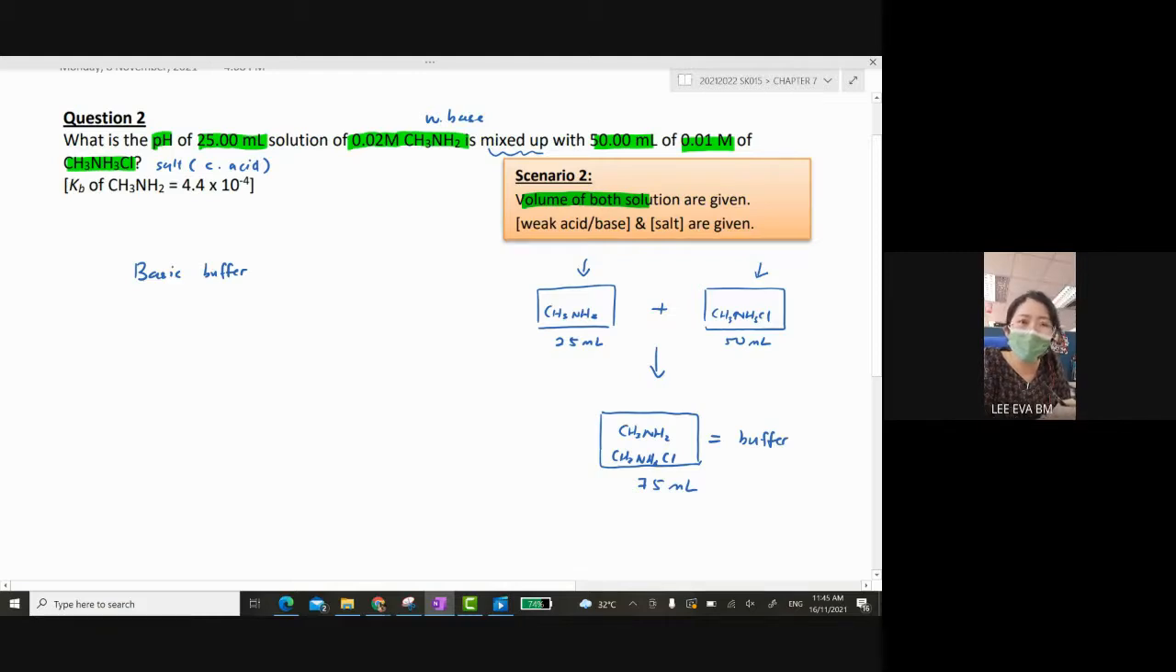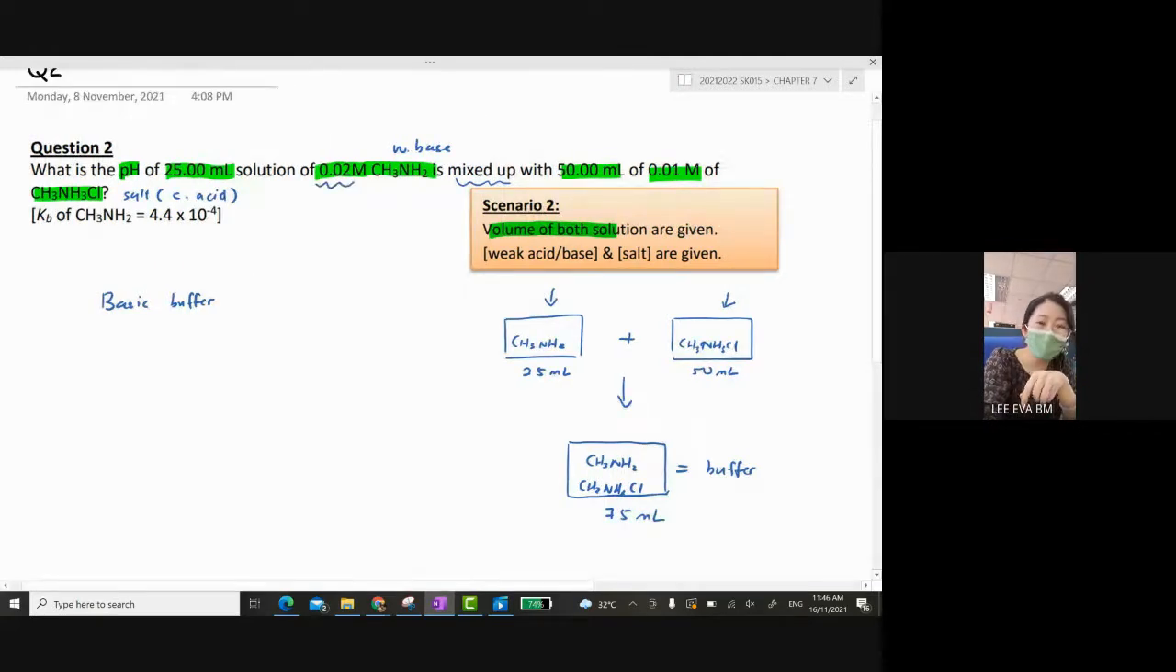So make sure what the question asks. If it only asks for the pH of an acid or a base, the calculation is different. If it asks about a buffer, make sure whether it has been mixed or not. In this case, it has already mixed up. So we need to figure out the concentration after both solutions are mixed. Because this 0.02 is before mixing, and this 0.01 is for the salt. After mixing, what are the new concentrations?